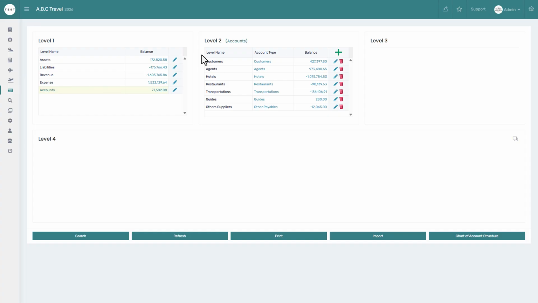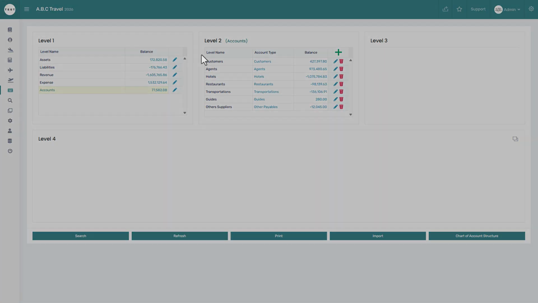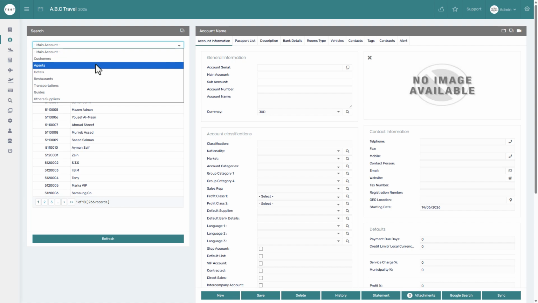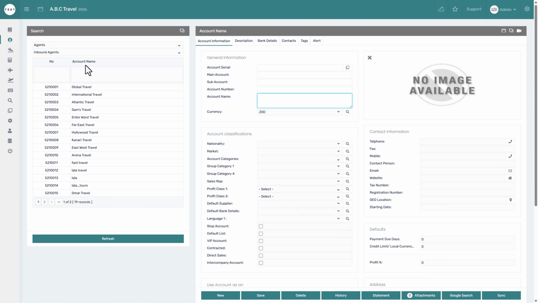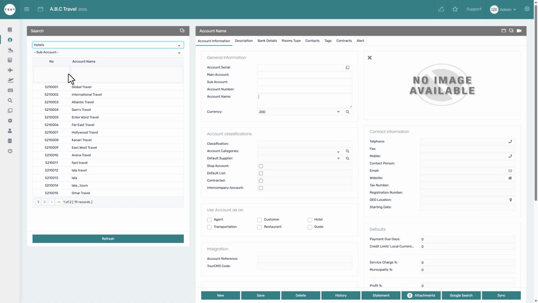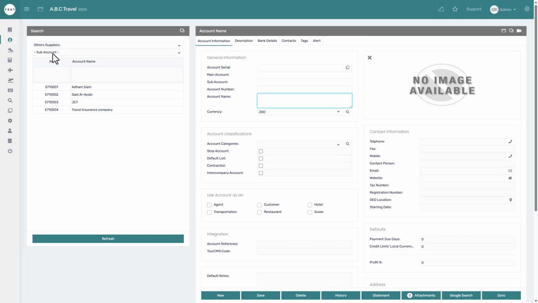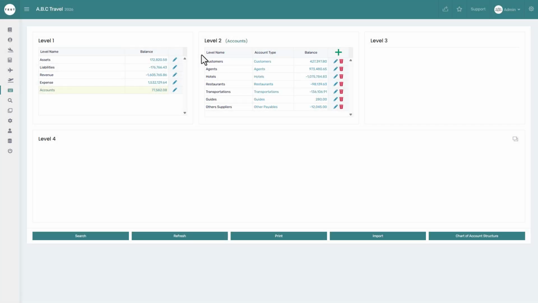So instead of forcing operation, reservation, and sales teams to think in terms of assets and liabilities when creating accounts, Maxis groups all business partners under one place called accounts. This makes account management easier. A user who wants to create an agent simply goes to agents. A user who wants to create a hotel simply goes to hotels. A user who wants to create a restaurant, transportation company, guide, or other supplier can create it under its operational category. But from the accounting side, Maxis still needs to know whether each account behaves as receivable or payable.